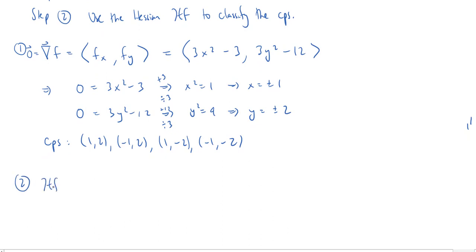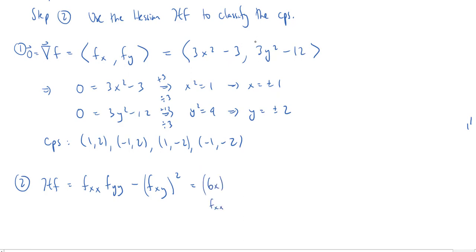Remember that the Hessian of f is the second derivative with respect to x twice, times fyy, minus the mixed partial, where you take the partial with respect to x and then with respect to y. Of course, we're using Clairaut's theorem here to know that we don't have to multiply by fyx. Instead, we can just square fxy. Since fx is 3x squared minus 3, if we take the partial with respect to x again, we get 6x. So that's our fxx.